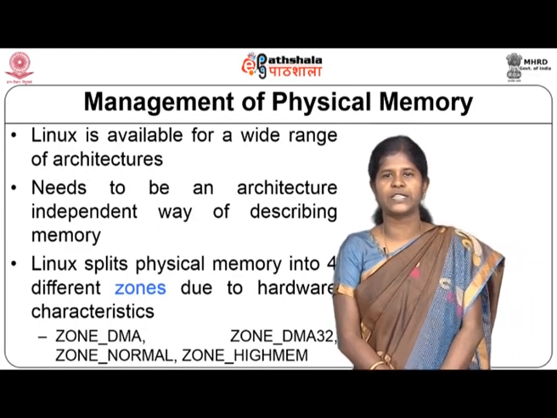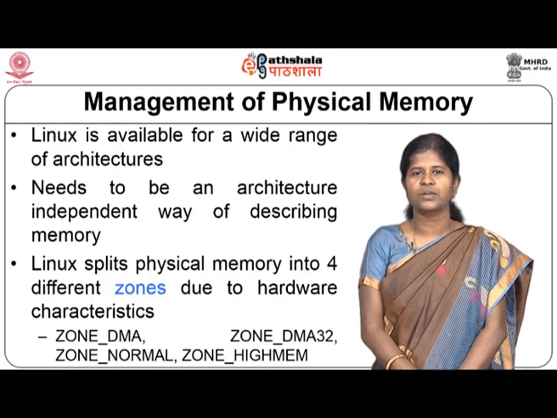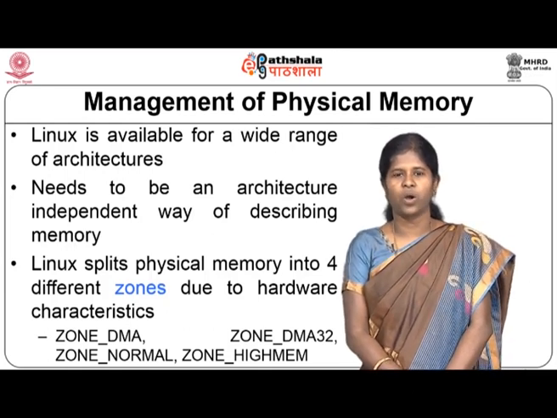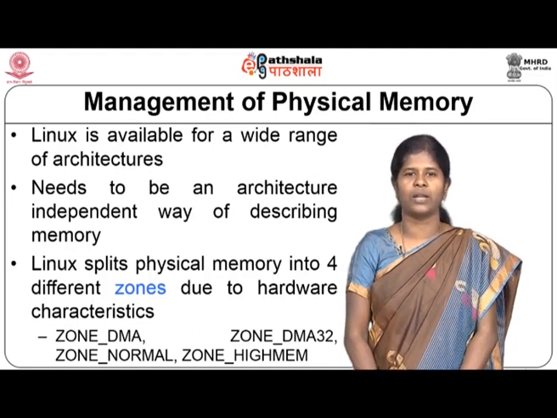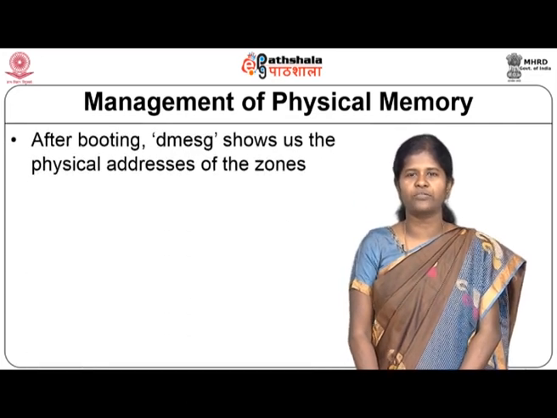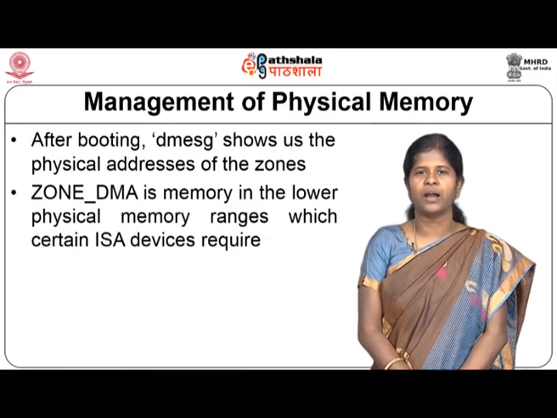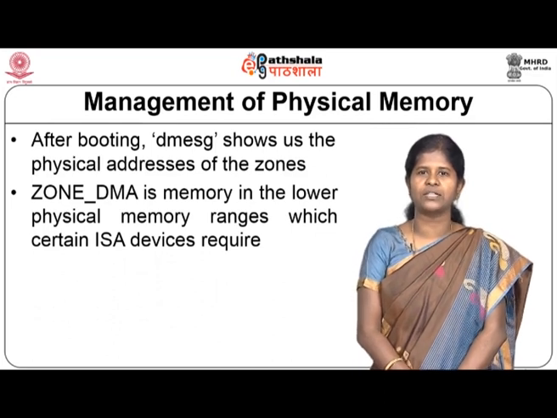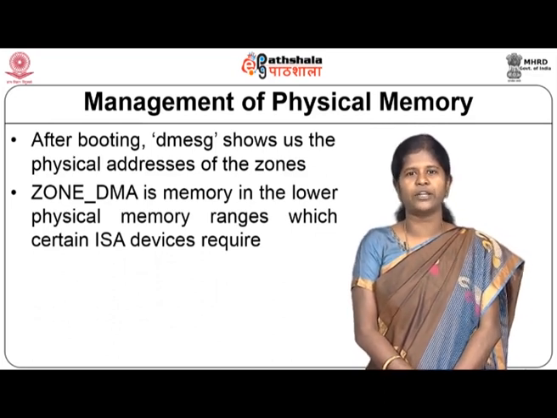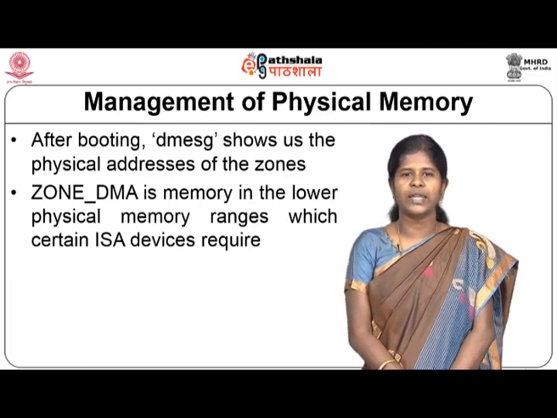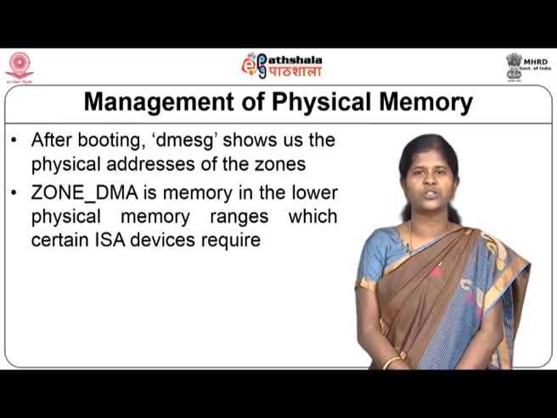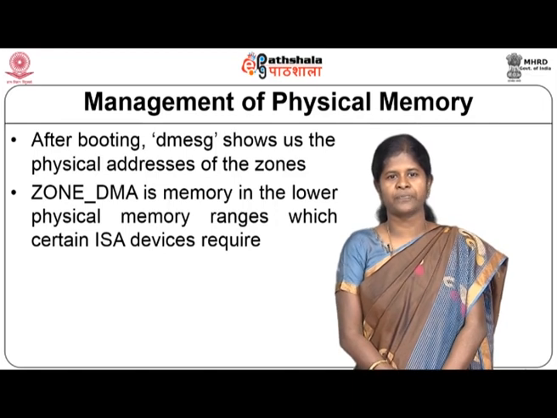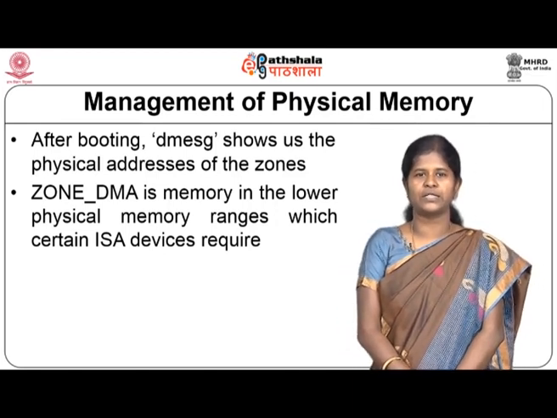So, Linux splits this physical memory into 4 different zones due to the hardware characteristics. They are called zone DMA, zone DMA 32, zone normal and zone high memory. We will see what each one of these zones refer to. If you want to see the physical addresses of the different zones that are supported in that particular machine, we can use the dmesg command. If this dmesg command is given after booting, it will show us the physical addresses of the different zones. Now we will see one after the other what each zone refers to.